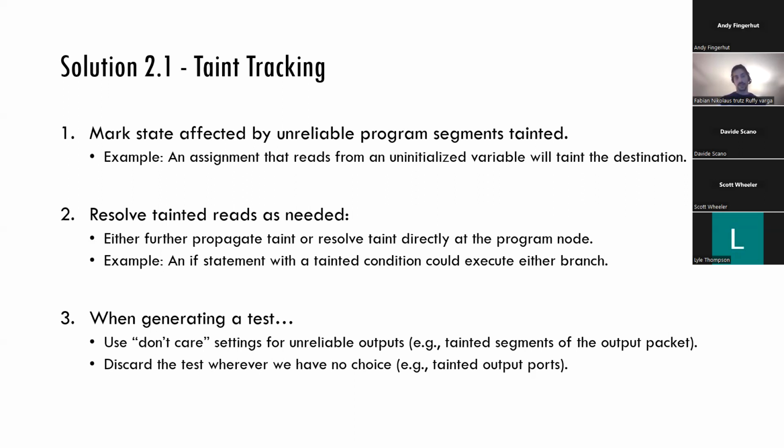Now, taint will become very important when generating a test. It becomes important for setting don't-care variables for unreliable outputs. So if your test framework allows this, you can set certain segments of the packet as unreliable, and it can still produce a test that deterministically passes, because we know that a particular segment is not important. And if we know that a particular test we cannot handle, so if the output port is always random and we cannot capture this random output port, we can discard the test or emit a warning about this particular flaky test.